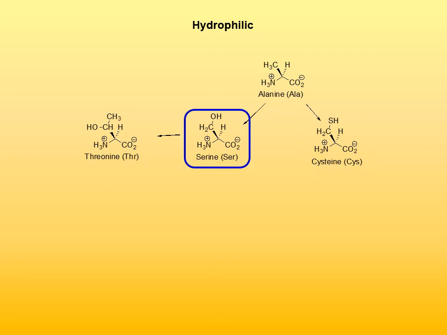And then the other branch is placing a hydroxyl group on the methyl group of alanine, so replacing a hydrogen with a hydroxyl group gives serine, and then replacing one of those remaining 2 hydrogens of the CH2 group with a methyl group gives threonine. Of course, if you want to examine this in more detail, you can always pause the video and look at it in more detail.